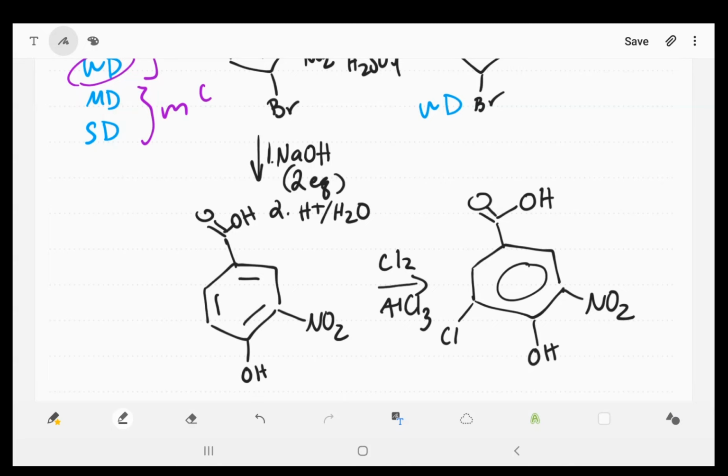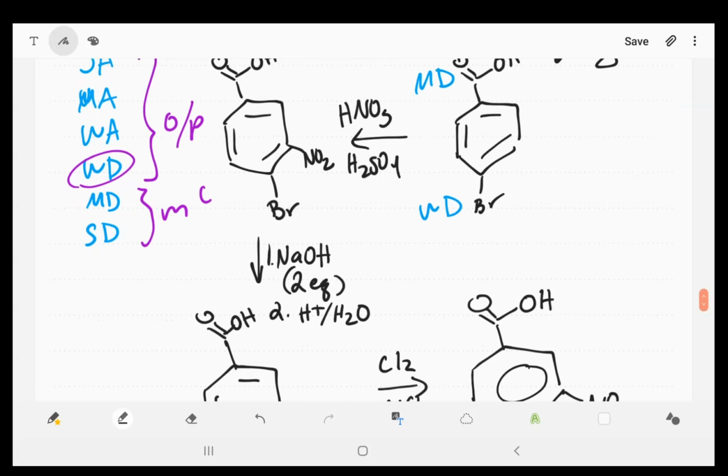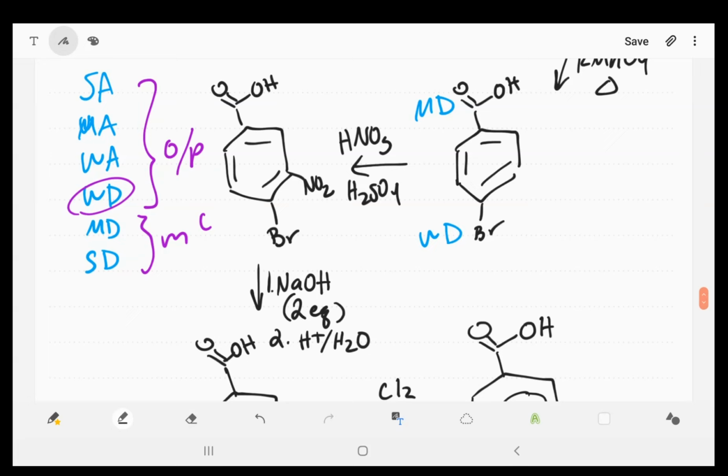Question? Yeah, I have a quick question. When we add the NaOH, how come we don't put heat with that one? We probably could, but because we have the nitro group, we don't really need heat with it. We also have the carboxylic acid. We have 2 good deactivators on there, so we should be okay without heat.